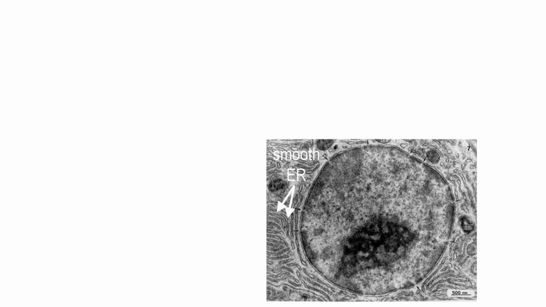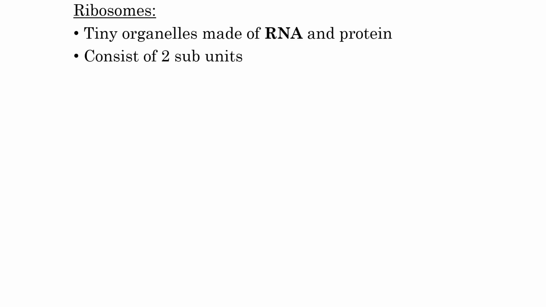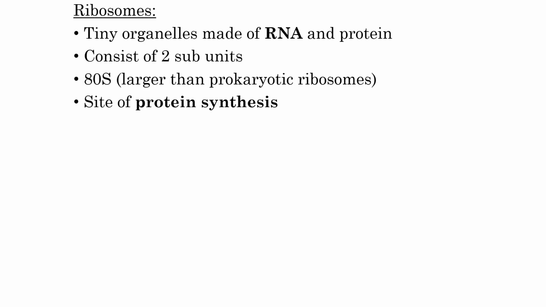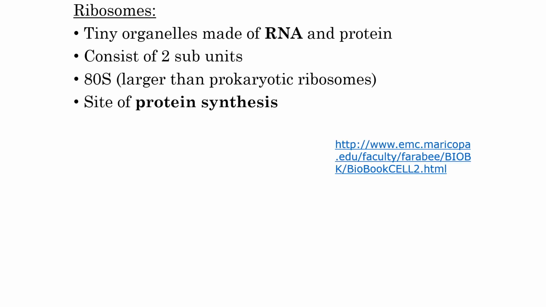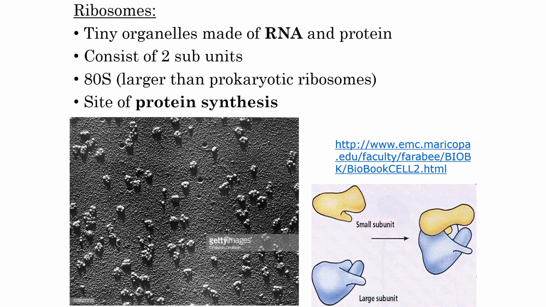So in this picture, we have our smooth ER, so it doesn't have any ribosomes on its surface, and it has a different function than our rough ER. Our smooth ER makes lipids and steroids, and it does a couple other things, but primarily it makes lipids and steroids for the cell. Of course, our ribosomes are tiny organelles made of RNA. They have two subunits, but we won't worry about that now. And they make our proteins, right? It's the site of protein synthesis. They're very important for the cell.